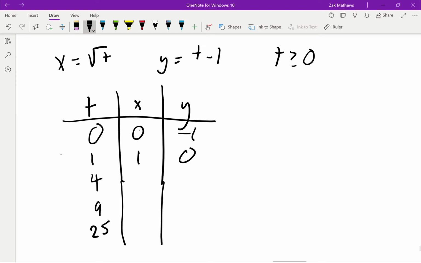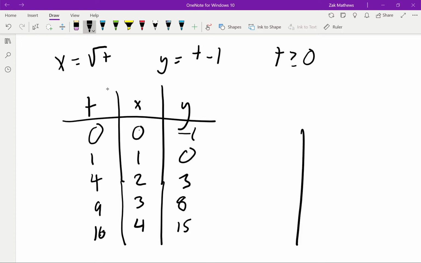There's no end to this interval, so I'm going to go 4, 9, 25. Square root of 4 is 2. 4 minus 1 is 3. Square root of 9 is 3. 9 minus 1 is 8. Square root of 25, 5. I skipped 16 for no reason at all. Maybe I'll throw 16 in there just because it'll give me a little smaller number. So 4, and then 16 minus 1 is 15. Could I have used the 25? Absolutely. Nothing stopping me from doing that.